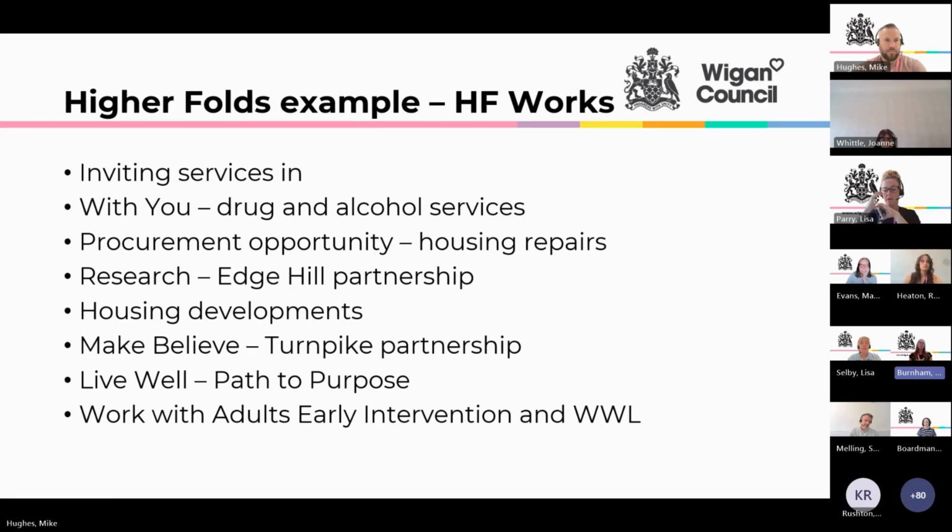So we said, wouldn't it be really good to do some co-design with that group, obviously with their consent? So our With You services are going down, doing some co-design with that group and saying, what could a different offer look like for the residents of Higher Falls? So really starting with resident voice and building from there. Again, a really good opportunity.